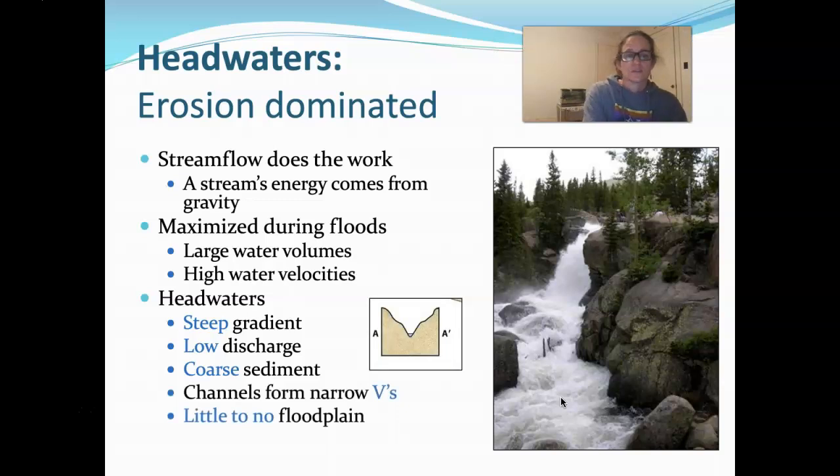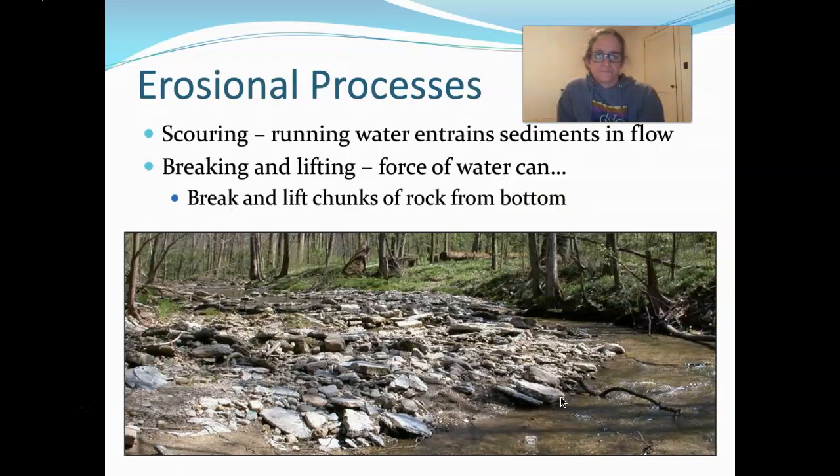The channel is going to be narrow and make like a V shape, where down here the water's flowing and the cross section from A to A prime across it is going to be pretty steep. And there's not going to be much of a floodplain. Like this image here of the Linville River, there's really no floodplain there. There are places around Boone where you certainly get a floodplain, like the valley of Valley Crucis along the Watauga River.